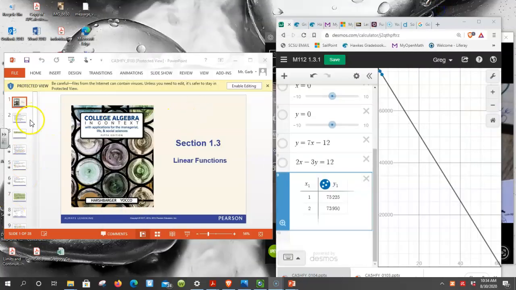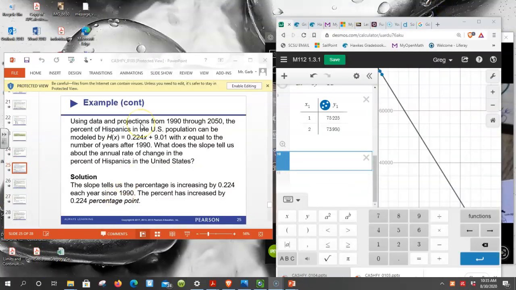Piece right here. I'm going to start my limit there. So this means that from 1990 to 2000, the Hispanic population in the U.S. is modeled by this, where X stands for the number of years after 1990. I believe that will tell us about the annual rate. So every year, the percent of the population that's Hispanic increased. In 1991 it'd be 0.224% higher. In 1992, it'd be 0.448% higher. So after every year, the Hispanic population grows by 0.224%.